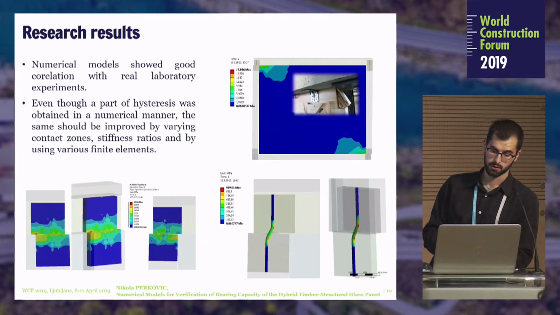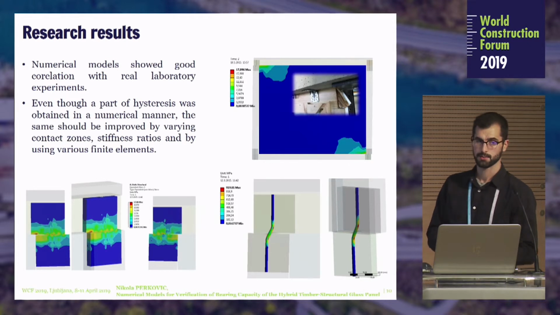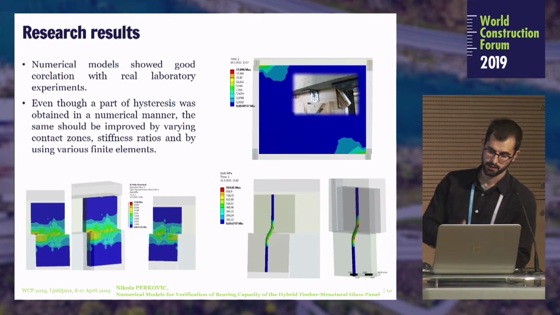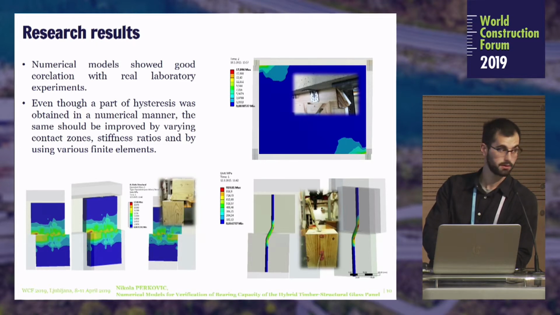Numerical models showed good correlation with real experiments. Even though a part of hysteresis was obtained in a numerical manner, it should be improved by varying contact zone stiffness and element size, like I said before. We did some seismic tests in Ljubljana, and the failure part was this steel rod in the corner, and after some numerical modeling we got the same, and that's a very good thing, we succeeded.